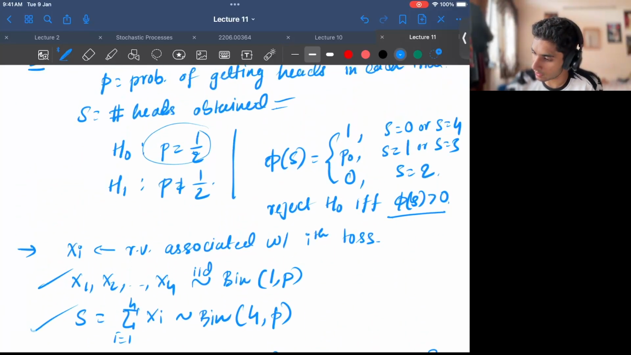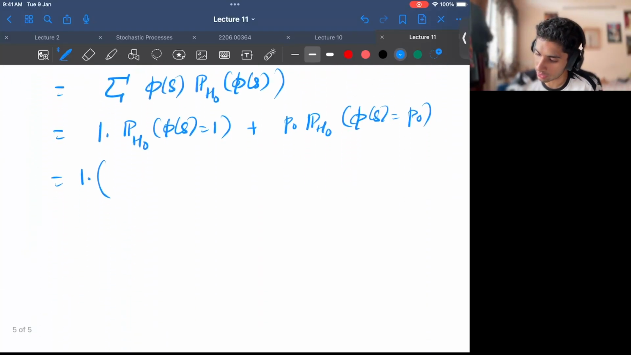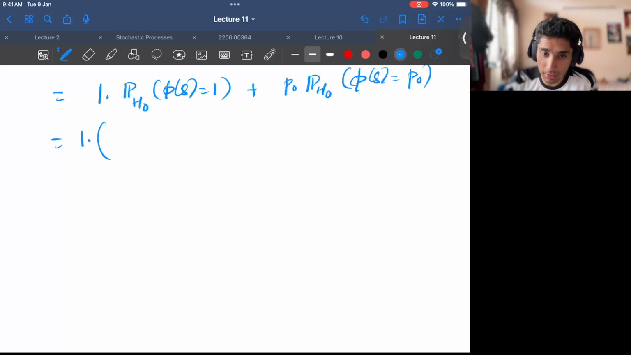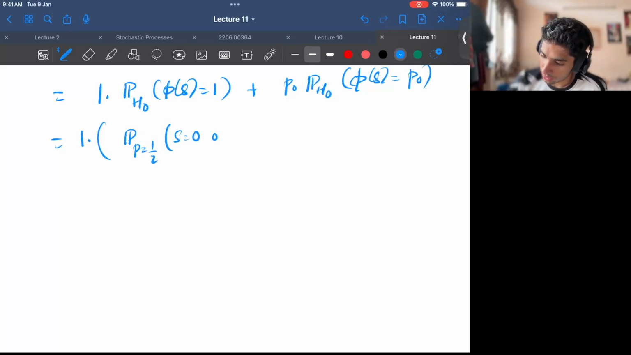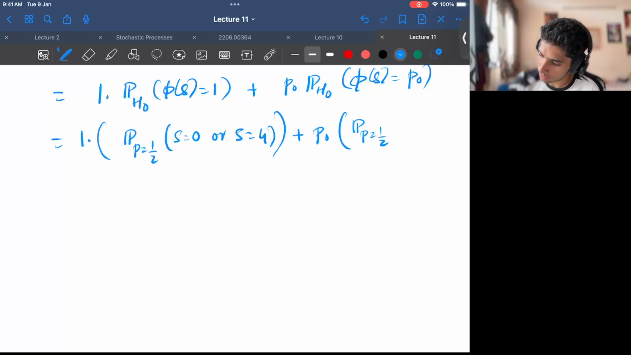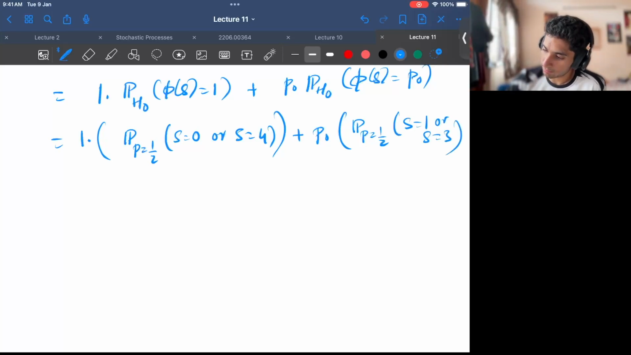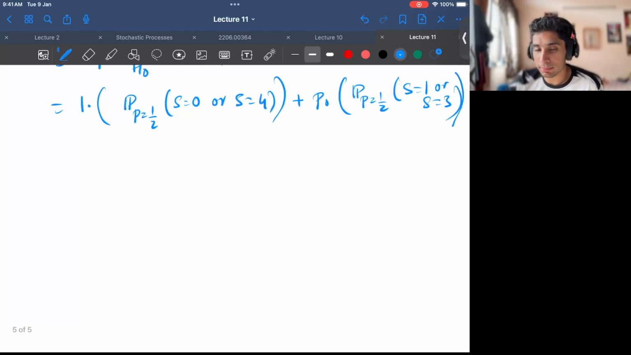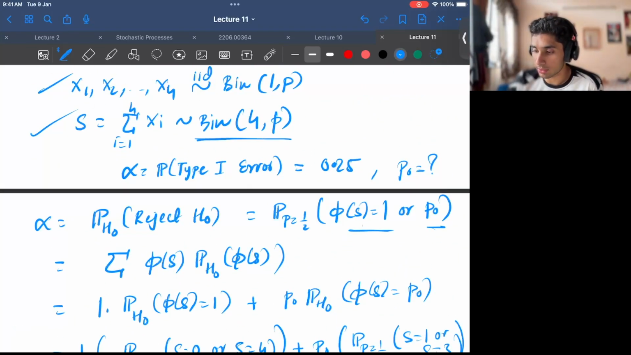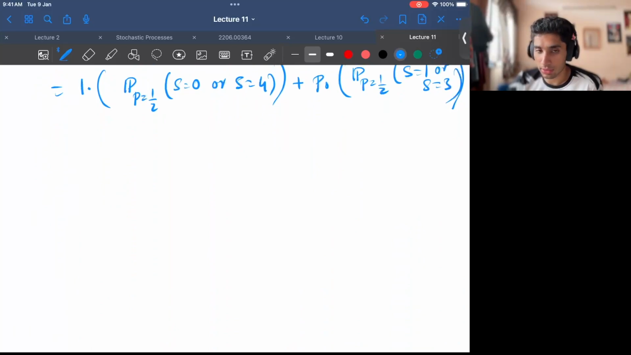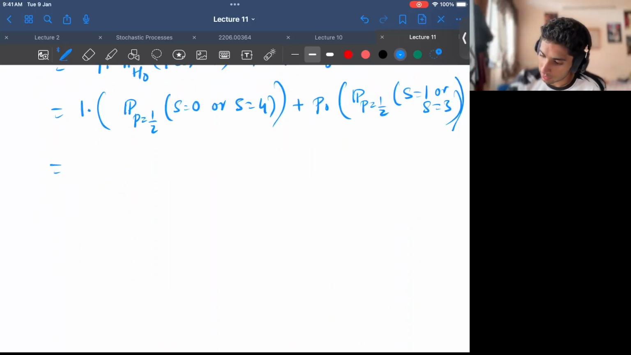Phi of s is equal to 1 if s is equal to 0 or s is equal to 4, right? So this is basically the probability under p equal to half of s equal to 0 or s equal to 4, plus p naught times the probability under p equal to half of s equal to 1 or s equal to 3, right? Now we know that s is a binomial random variable with this parameter, right? That we know. So what will that become?